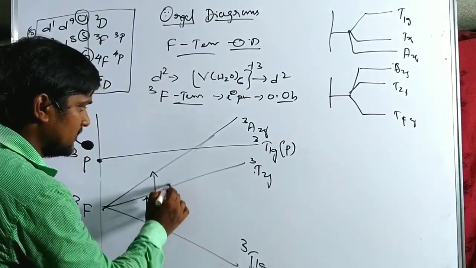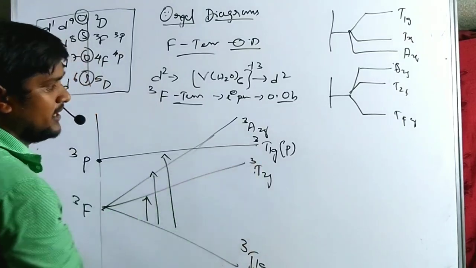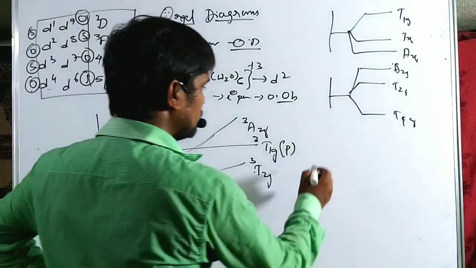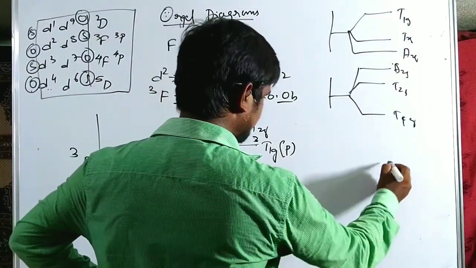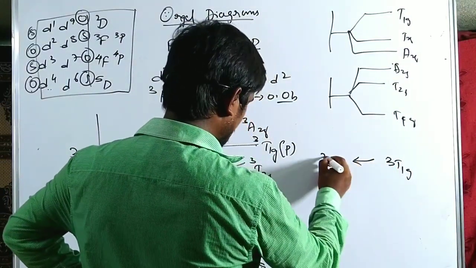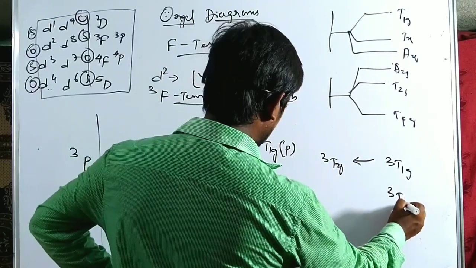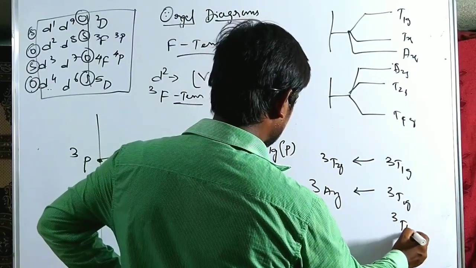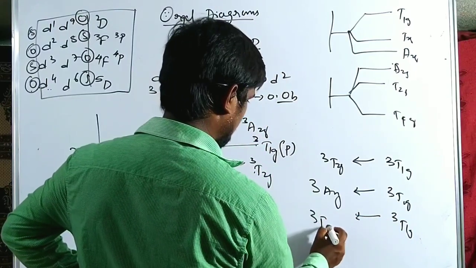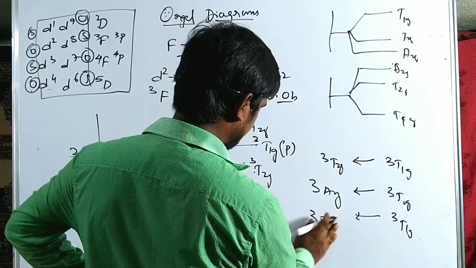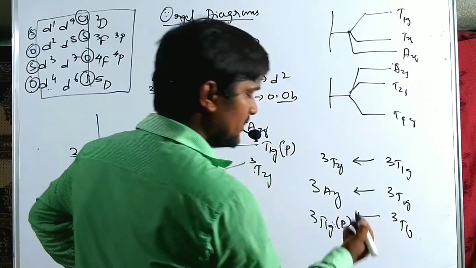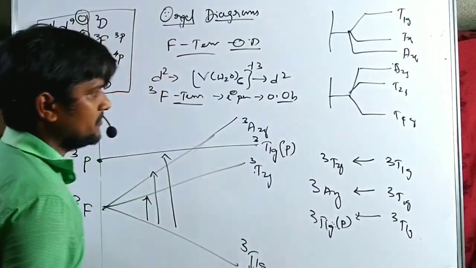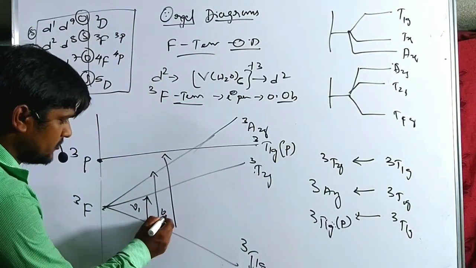Now the third one is 3T1g to 3T1g(P). So those possible three term symbols are 3T1g to 3T2g, 3T1g to 3A2g, and 3T1g to the 3T1g(P) term. Among these three possible term symbols, here there is a new 1, new 2, new 3.